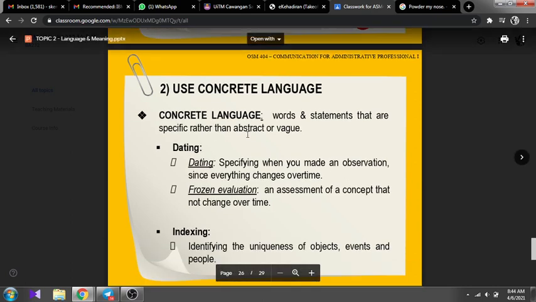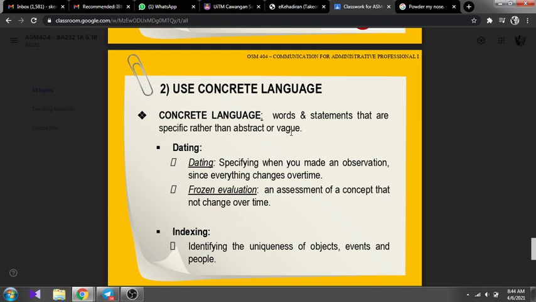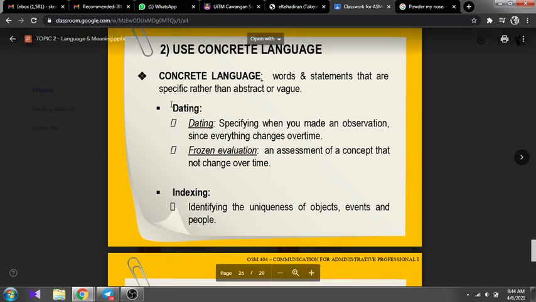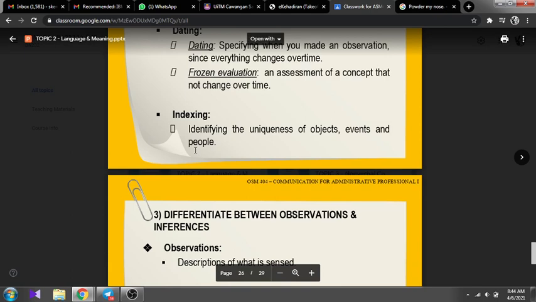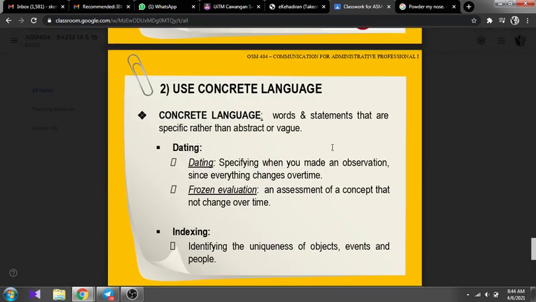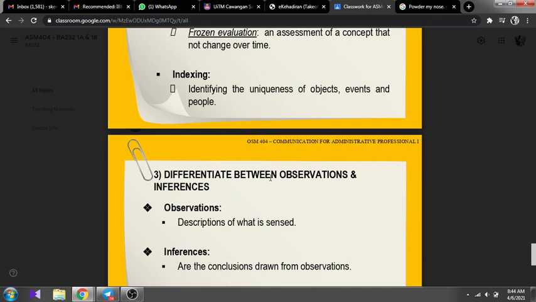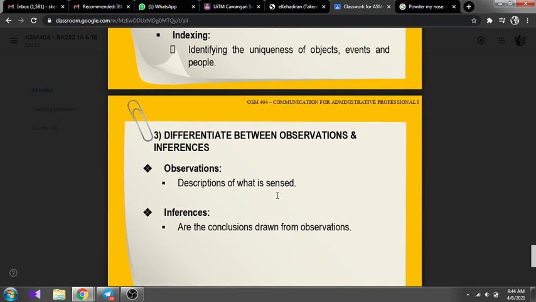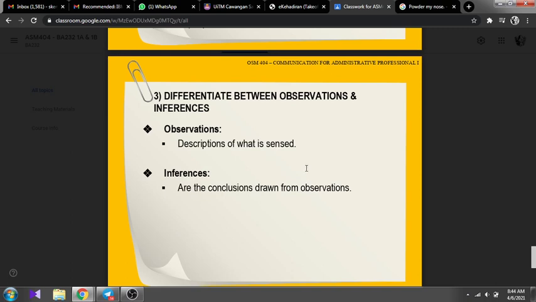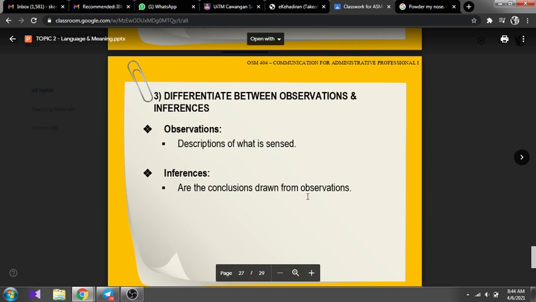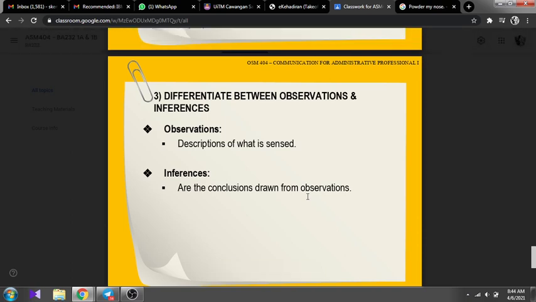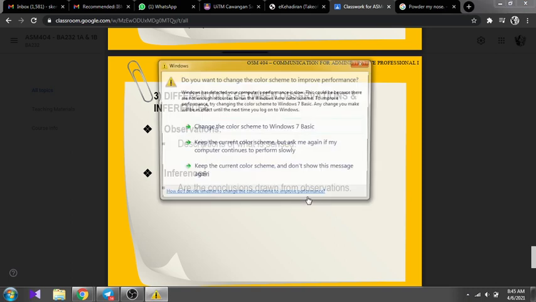Another one is to use concrete language, words and statements that are specific rather than abstract or vague. Dating means specifying when you made an observation, since everything changes over time. The third one is to differentiate between observation and inference. Observation is what is sensed, and inferences are the conclusions drawn from the observation. As I said, you have to experience something, look at the situation, and use your words wisely so that you give a good impression to other people.